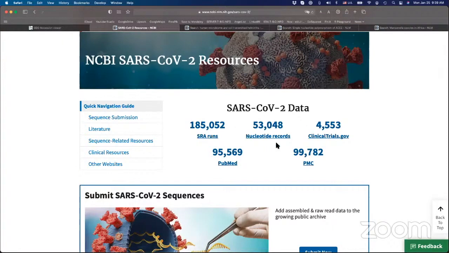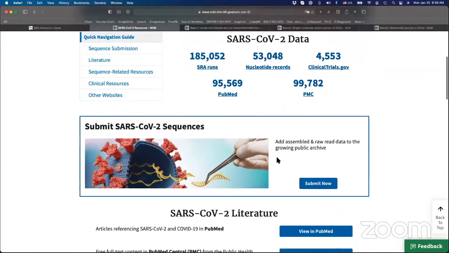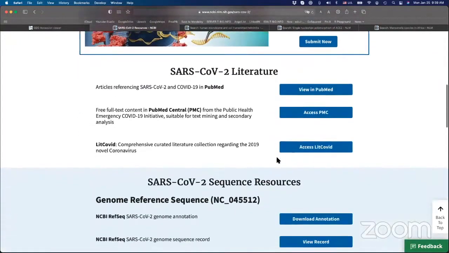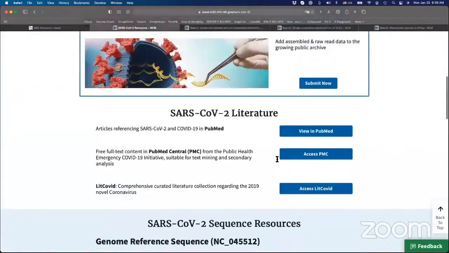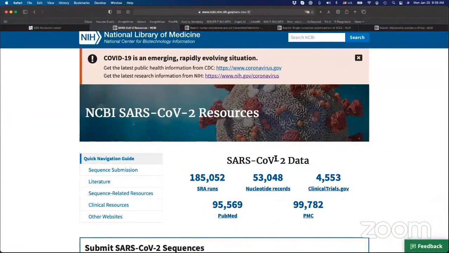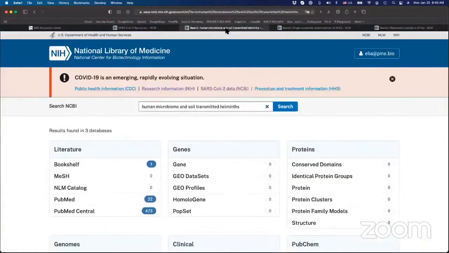So over 185,000 of these, 503,000 nucleotide records, so genomes or genes or proteins, clinical trial data, publications, and references. So really a whole collection that you can scroll through. I'm not going to go into detail. Anything you want to ask about coronavirus, most likely somebody generated some data that you can find and study that.